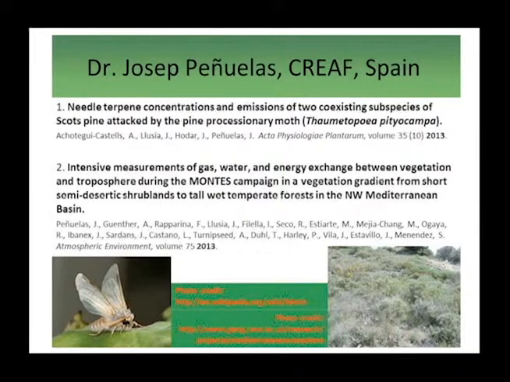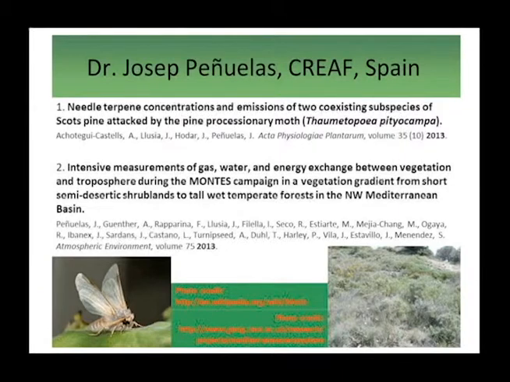The next study, intensive measurements of gas, water, and energy exchange between vegetation and troposphere during the Montes campaign in a vegetation gradient from short semi-desertic shrublands to tall, wet, temperate forests in the northwest Mediterranean basin. And this picture in the lower right corner is an example of a shrubland you may see in the Mediterranean region.